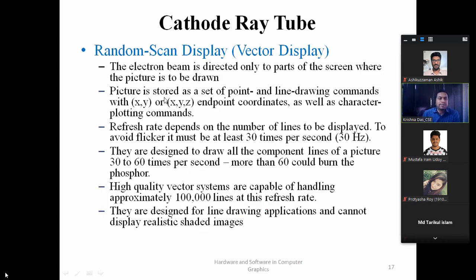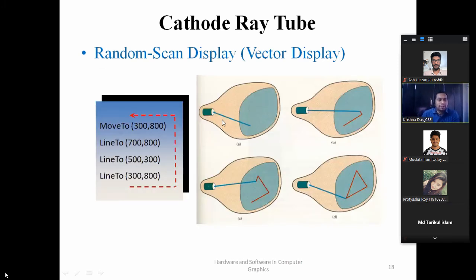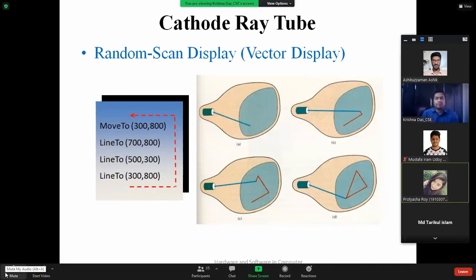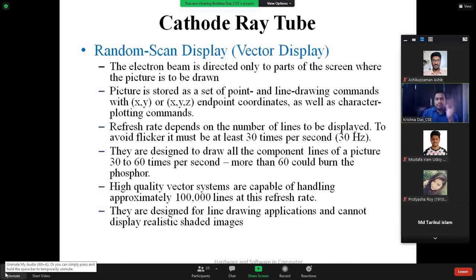Now random scan display we discussed for the vector display. As we know that the vector mechanism is quite different, right? So we discussed this one. I mean we explained that one with this diagram. Sir, you have given a short description about it. All right, we are going to start from here.